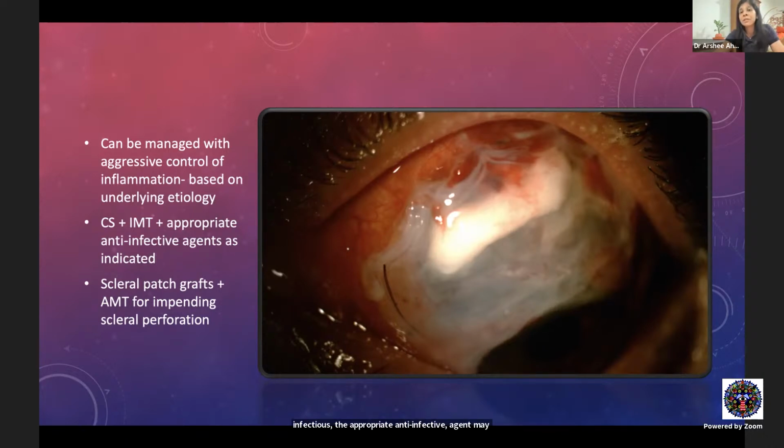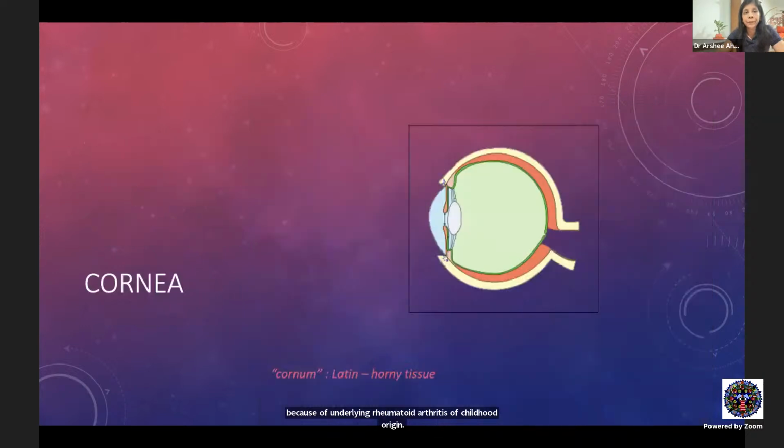If it ultimately reaches a point where perforation is imminent, we take the help of our cornea team and they come up with these scleral patch grafts and amniotic membrane transplants for impending scleral perforations. As you can see in this photograph, this is a young female patient who had chronic scleritis because of underlying rheumatoid arthritis of childhood origin.